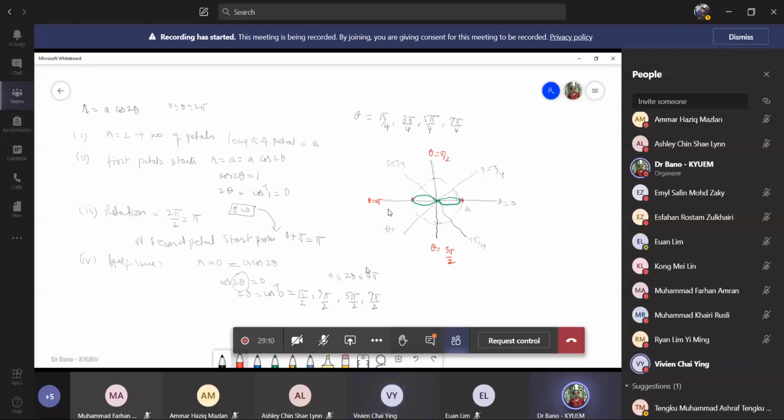What I want you to do is write down these details for r is equal to 2 sine 2 theta. Now I want you to tell me what you want to write down. Can I change the board now? Yeah. Yep.